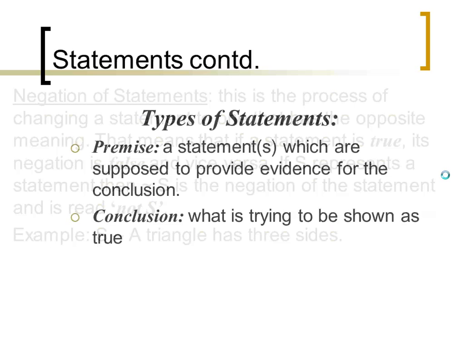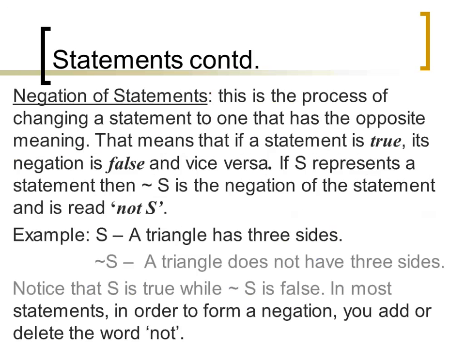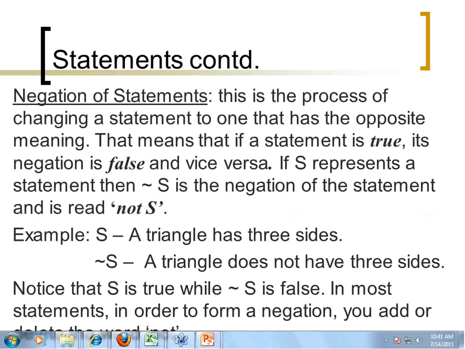Now, negative statements or negation of statements. This is the process of changing a statement from what it is saying to the opposite meaning. So this means if a statement is considered true or it has been proven to be true, then the negation of that statement will have to be proven to be false, and vice versa. If it is false, then this negative will be true. So if S represents a statement, then not S, which is the negation of the statement, will be the negative or the opposite of what we had said before.